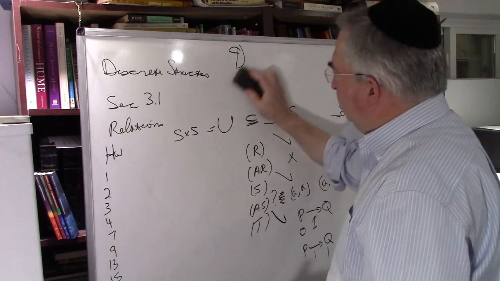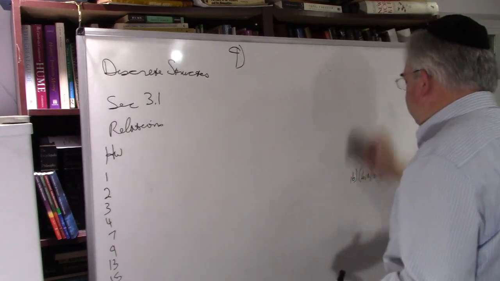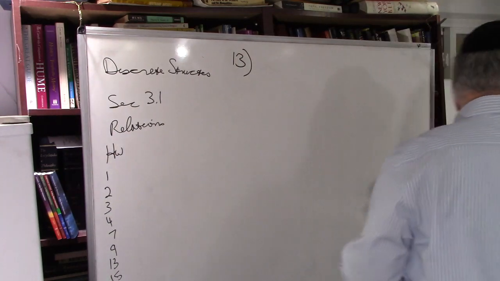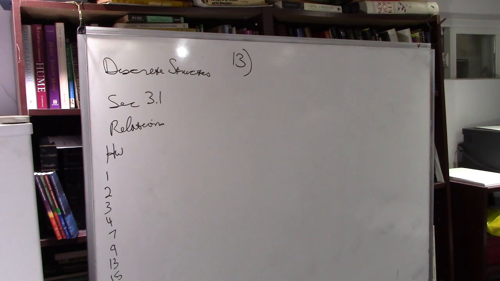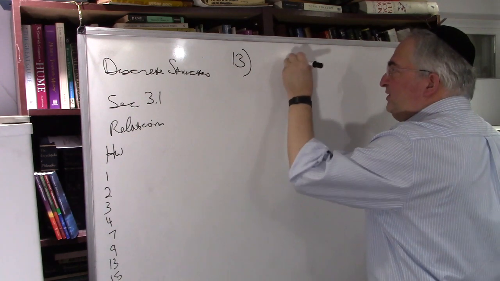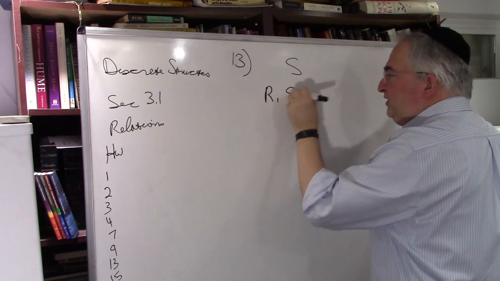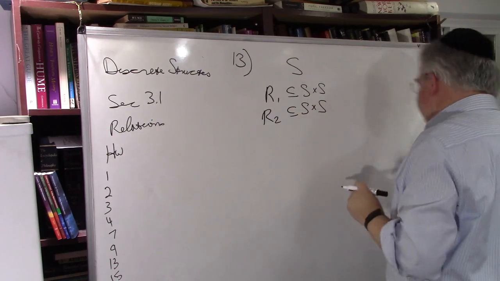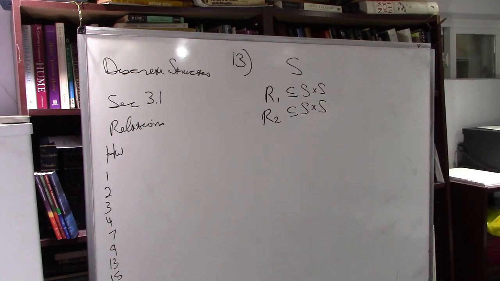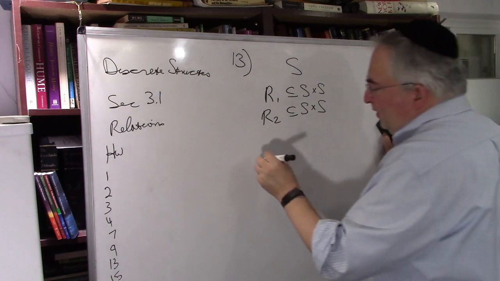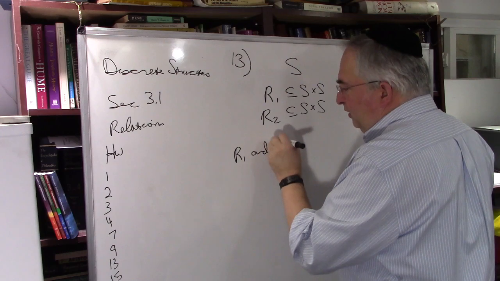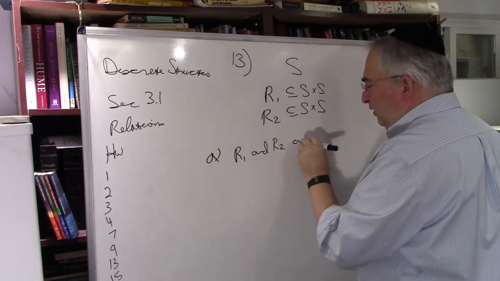Number 13. 13's not easy, but we can do it. We have the ability. Let R1 and R2 be relations on a set S. So R1 is a subset of S cross S, and R2 is also a subset of S cross S. Now we want to know, part A, if R1 and R2 are symmetric.